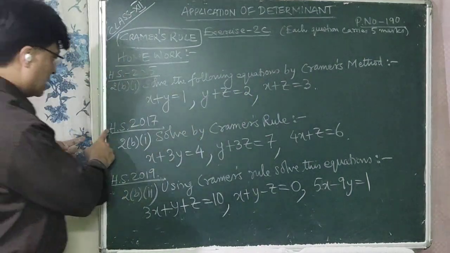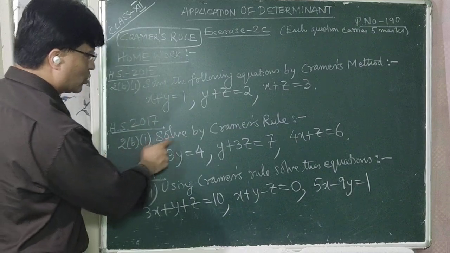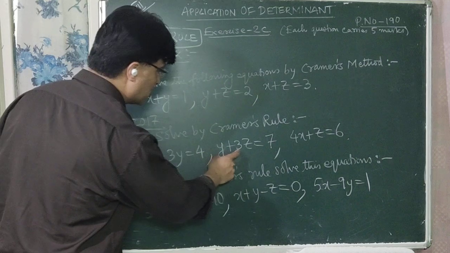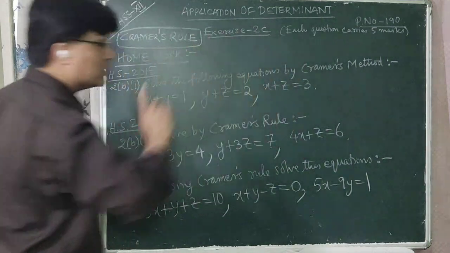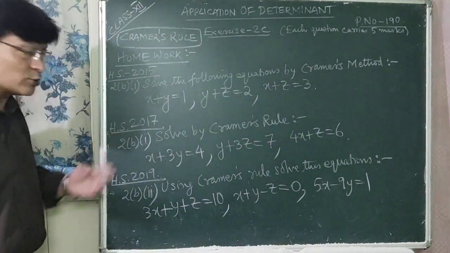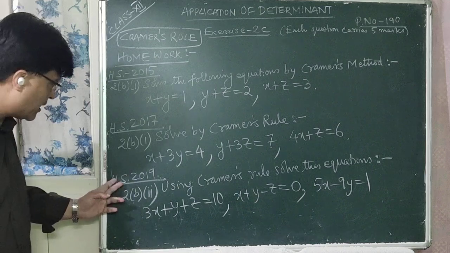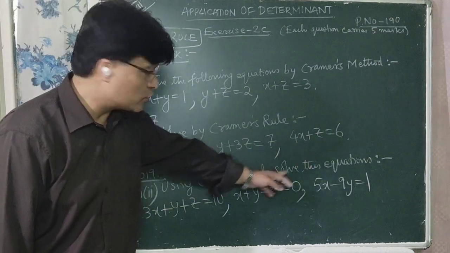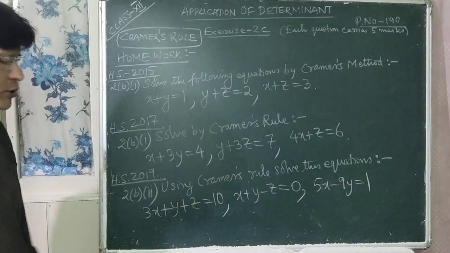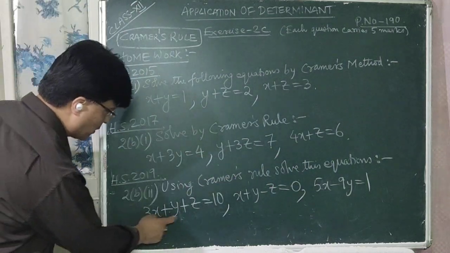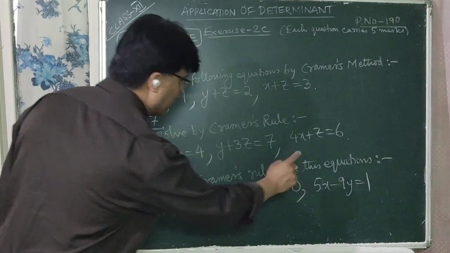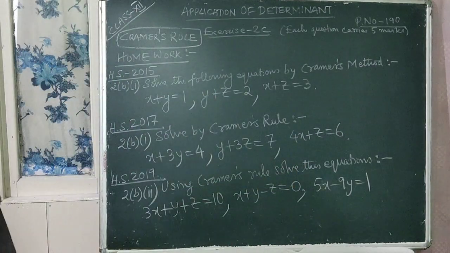Right? In HS 2017, 2B number 1. Solve by Cramer's rule. That is x plus 3y is equal to 4, y plus 3z is equal to 7, and 4x plus z is equal to 6. This is from HS 2017. And from HS 2019 also you can solve using Cramer's rule. Solve these equations using Cramer's rule. That is 3x plus y plus z is equal to 10, x plus y minus z is equal to 0, and 5x minus 9y is equal to 1. I think you can do it.